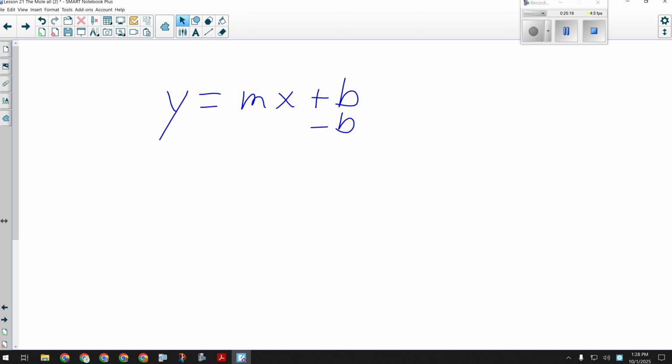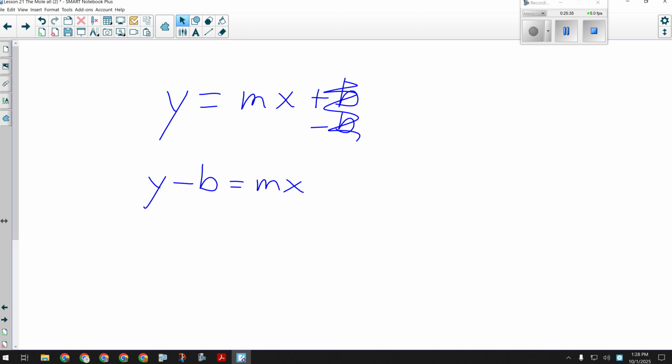So if I subtract B from this side, B minus B is 0, so it cancels out. Then I go over to this side: y minus B, second rule of algebra, do it to both sides. Y minus B equals m times x.